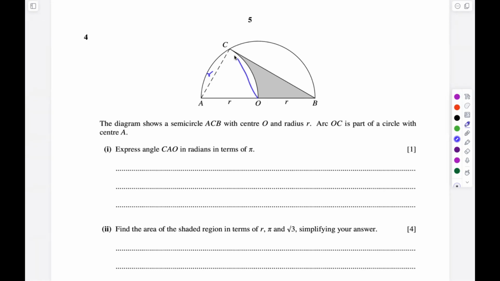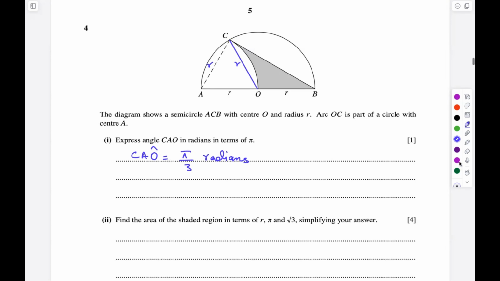If we draw a line from O till C, this will be the radius of the semicircle, which is also R. Now, as all the three lengths are equal, it means that it is an equilateral triangle. As the total angle in a triangle is pi radians, each angle will be pi upon 3. So the angle CAO will be equal to pi divided by 3 radians, and that will be the final answer for the angle CAO.